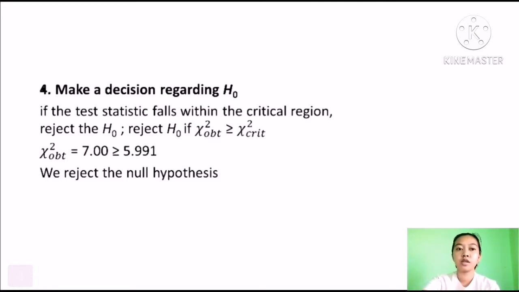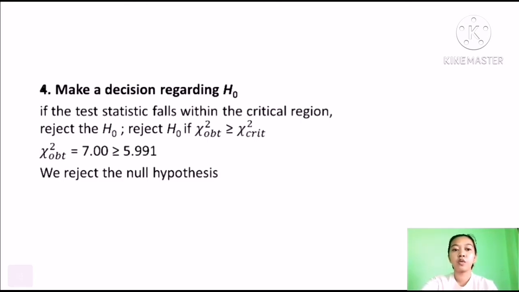If the test statistic falls within the critical region, we reject the null hypothesis. We reject it if the chi-square is greater than or equal to our critical value. Since our chi-square is 7, it is greater than our critical value, which is 5.991. So our decision would be to reject the null hypothesis.